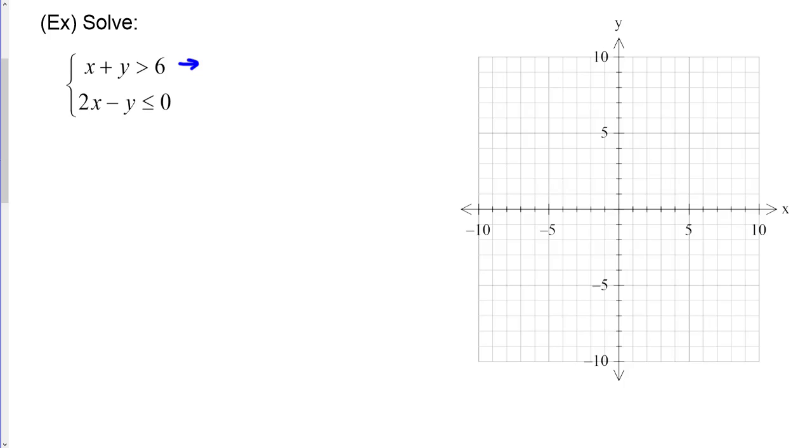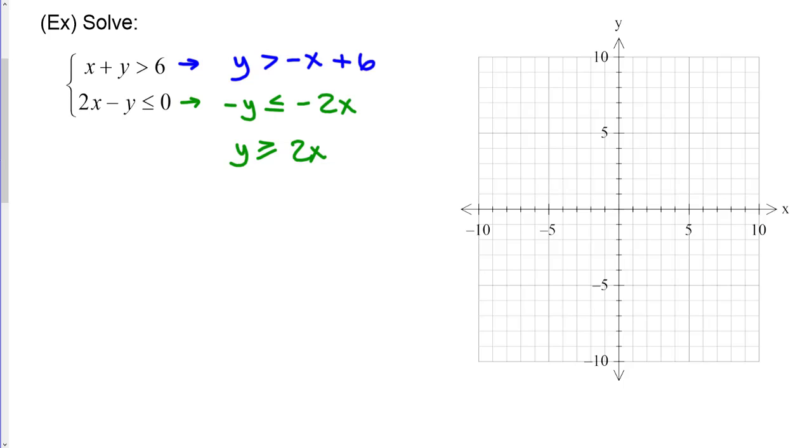So x plus y is greater than 6. In order to graph this, it's going to be easier to do so if I write it as y is greater than negative x plus 6. And similarly, getting y by itself in the other inequality is going to be helpful. I would have negative y is less than or equal to negative 2x, but I need to divide both sides by negative 1. But just remember, when you divide both sides by negative 1, you flip your inequality.